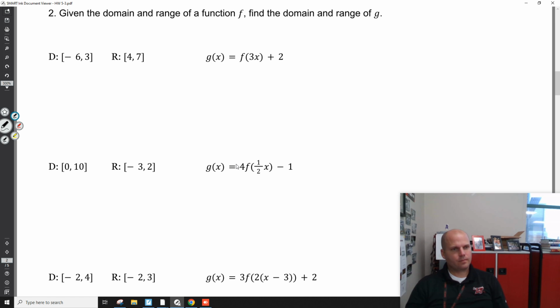Understanding this manipulation of x's and y's, you can easily understand the domain and range of transformed functions. If you know your domain or your x's of your original function, given the domain of a function f, these are the domain and range of f. So these are the x's that we can plug in f. These are the y's that are outputted from the function.